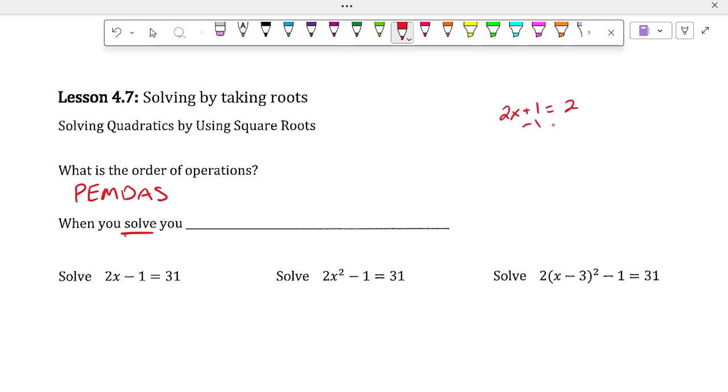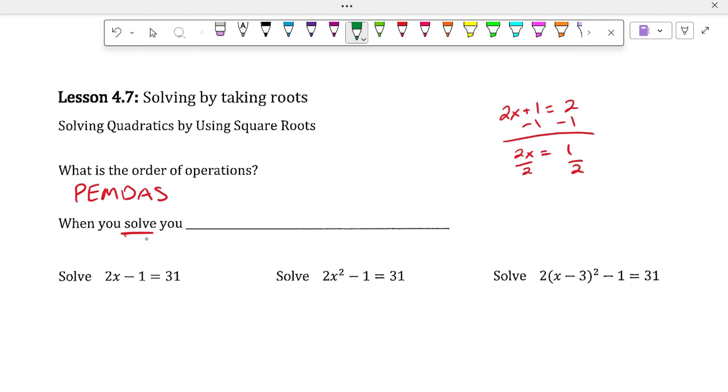So I would start this by moving the 1. So I get 2x is equal to 1. Then what would I do? Divide. So that follows order of operations? No, but what did it do? It went backwards. All right.